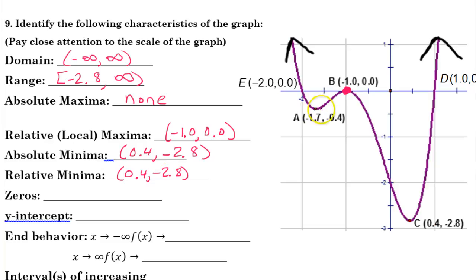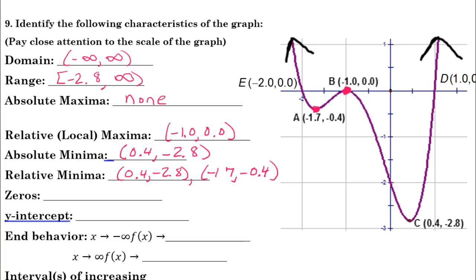But there's another one. The bottom of this little valley right here is not the lowest point on the graph, but it is the lowest point in this valley. So that is another relative minimum. Okay, so that's negative 1.7 comma negative 0.4.